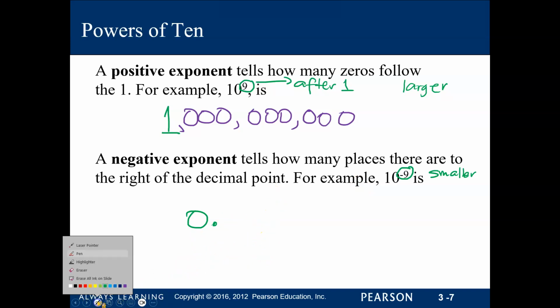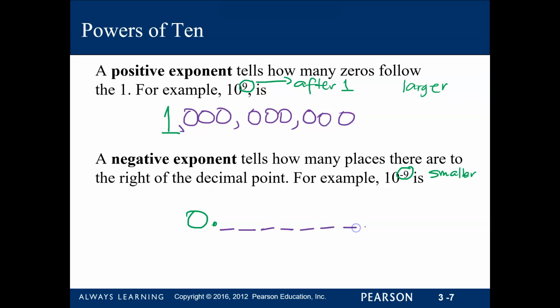So you have 1, 2, 3, 4, 5, 6, 7, 8, and then the 9th is your digit 1. So that's a total of 9 decimal places: 1, 2, 3, 4, 5, 6, 7, 8, 9. So how many zeros will there be? You have 1, 2, 3, 4, 5, 6, 7, 8, and the 9th decimal place is the digit 1.